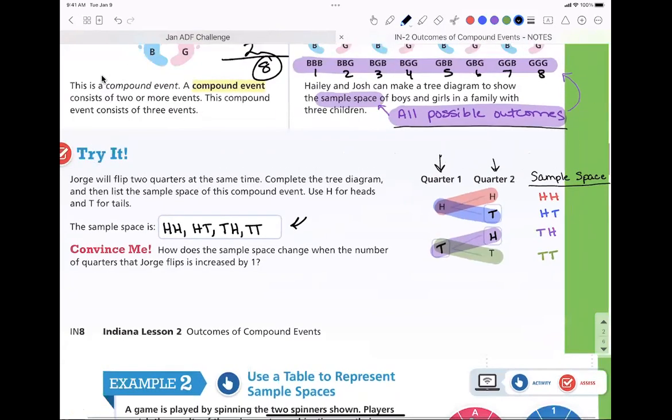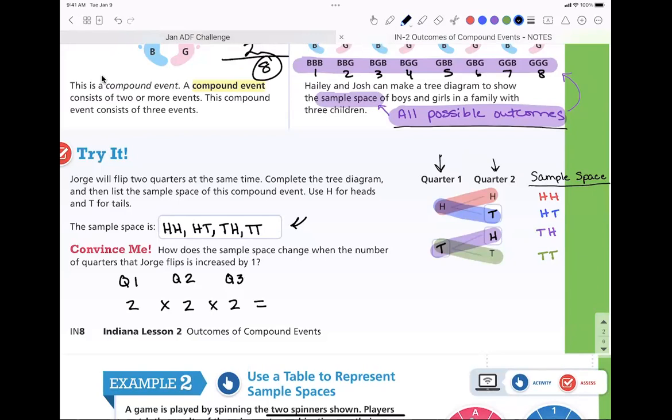All right, so how does the sample space change if the number of quarters that is flipped increases by 1? What would happen? So you've got quarter number 1. How many possible outcomes are there for quarter number 1? Mallory? 2. Then you flip quarter number 2. How many outcomes possible are there? Somebody else. Alex? 2. Now, if we increase our quarters by 1, we add a quarter number 3. How many possible outcomes are for quarter number 3? 2. So now what are our possible outcomes?